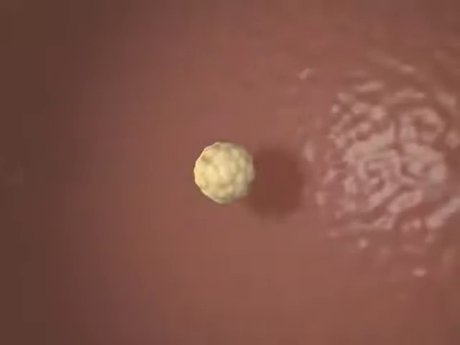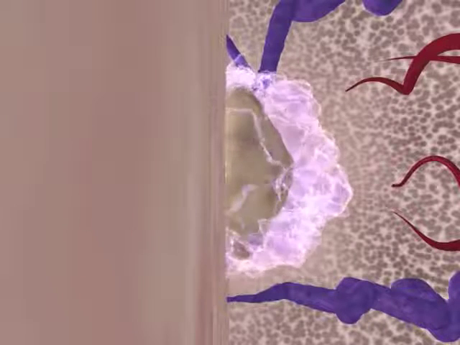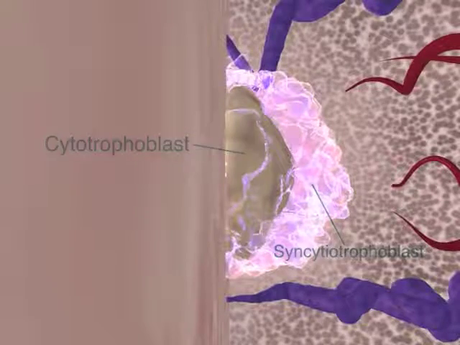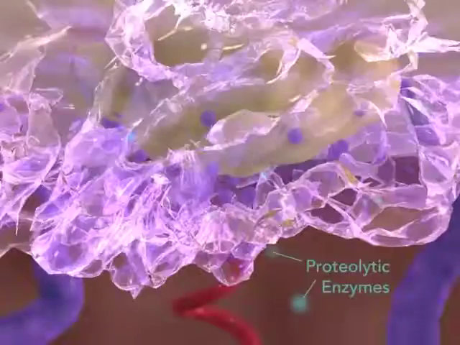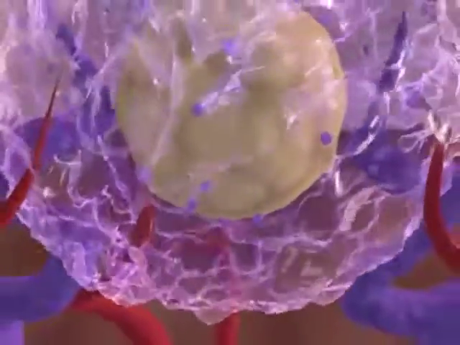Development of the placenta begins during implantation. When the blastocyst adheres to the endometrial epithelium, trophoblast cells differentiate into an inner cytotrophoblast layer and an outer syncytiotrophoblast layer. As the cytotrophoblast proliferates, newly formed cells migrate into the syncytiotrophoblast and lose their cell membranes, forming a rapidly growing, multinucleated mass. The cytotrophoblast secretes proteolytic enzymes, and the syncytiotrophoblast sends out finger-like projections, allowing the blastocyst to embed into the endometrium.